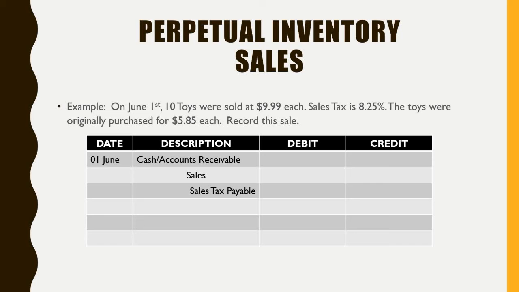So 10 toys at $9.99, how much is that? $99.90. And how much is the tax on that? $8.24, bringing our grand total to $108.14. This is where we're not done yet, because when we're dealing with perpetual sales, there are 2 entries that we need to make. This is where we're going to physically keep track of our inventory. If the inventory originally cost me $5.85, how much is it going to take to get rid of 10 of those items? How much is it going to cost you to sell that item? I sold 10 of them.